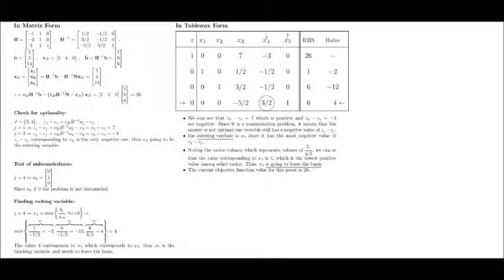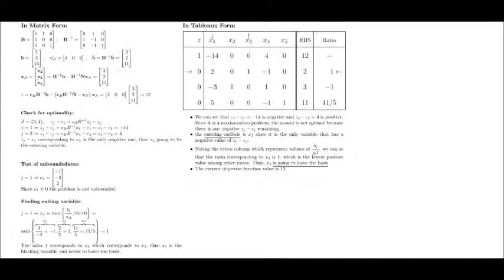In this iteration, the mechanism is the same as the first table. Since not all Zj minus Cj's are non-negative, the solution is not optimal. x1 enters the basis because it is the only variable that has a negative value of Zj minus Cj. x4 has the least positive ratio, so it leaves the basis. Here again, since not all Zj minus Cj's are non-negative, the solution is not optimal. x4 enters the basis because it has a negative value of Zj minus Cj. x4 has a positive ratio, so it leaves the basis.